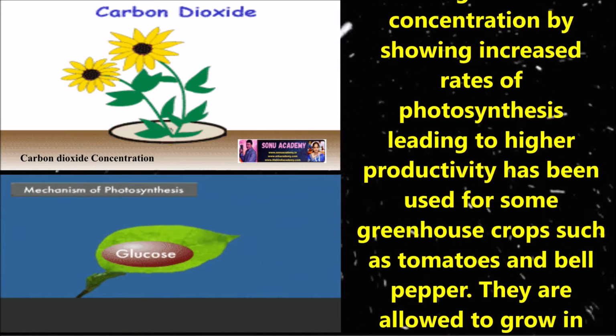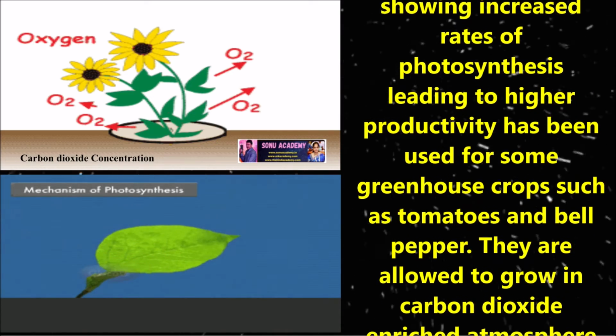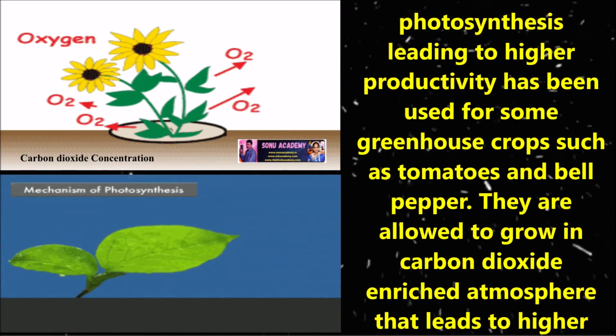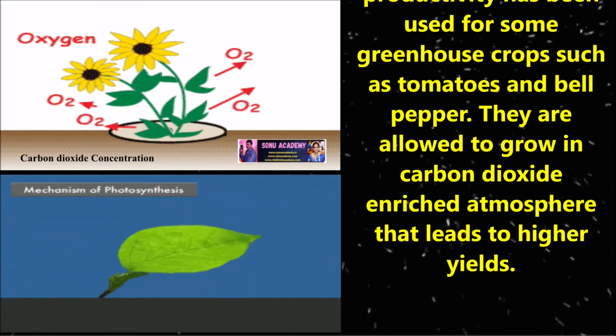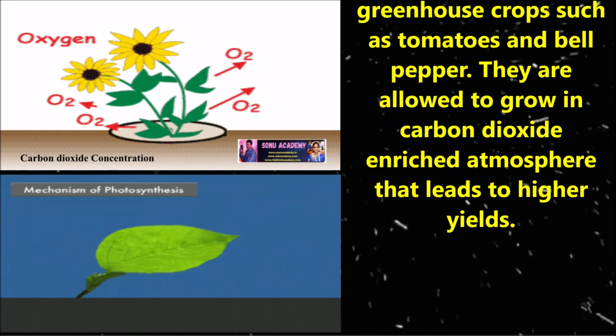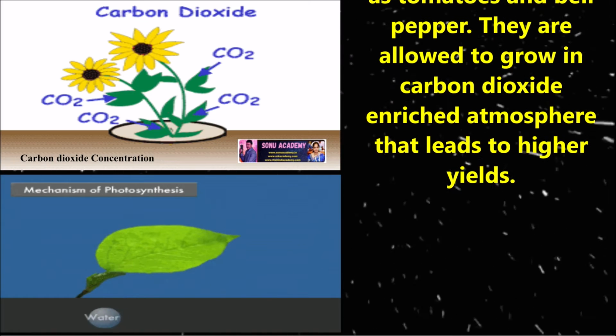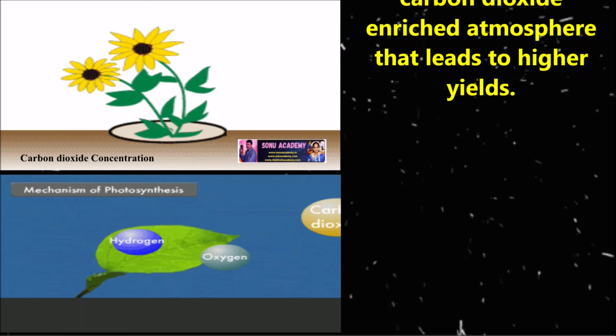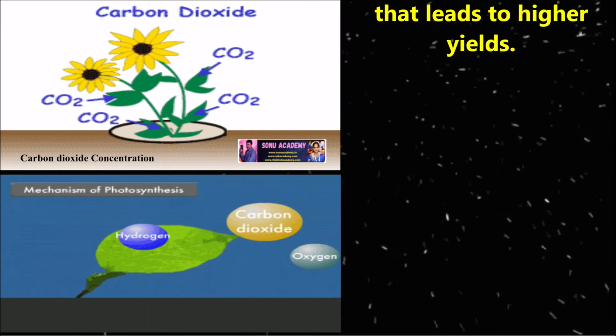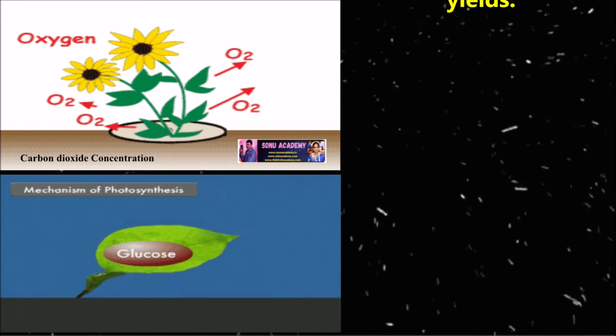The fact that C3 plants respond to higher CO2 concentration by showing an increased rate of photosynthesis, leading to higher productivity, has been used for some greenhouse crops such as tomatoes and bell pepper. They are allowed to grow in a carbon dioxide enriched atmosphere that leads to higher yields.